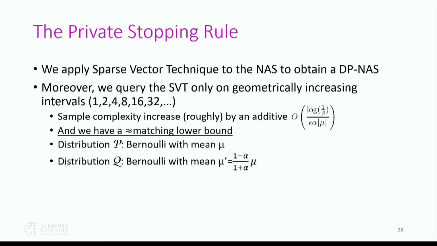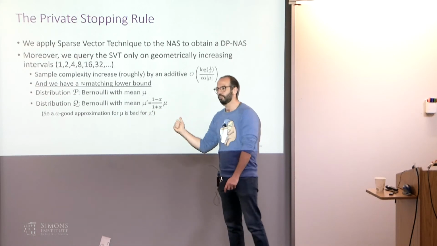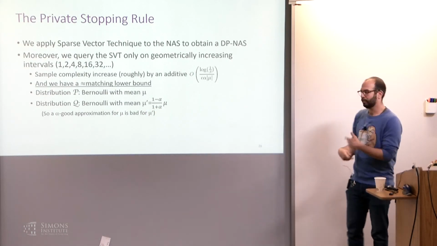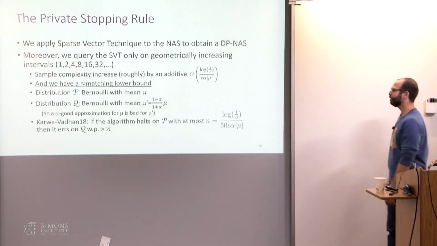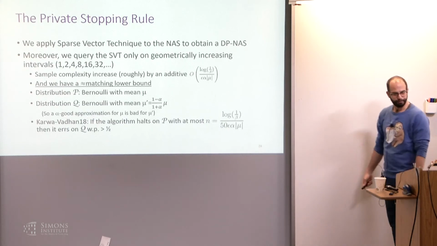And again, it's very simple. One sample comes from a Bernoulli distribution of mean mu, and the other is this mu prime, which is precisely set in a way that a 1 plus alpha approximation of mu prime is no good for being at least a 1 minus alpha approximation of mu. So if I give an answer within the range of 1 plus or minus alpha of mu prime, it cannot be a good answer for mu. And basically the lower bound also writes itself, and you get that you have to wait essentially this many steps.